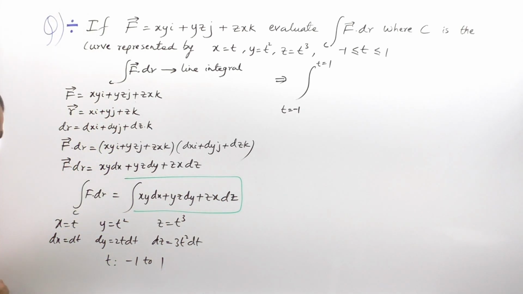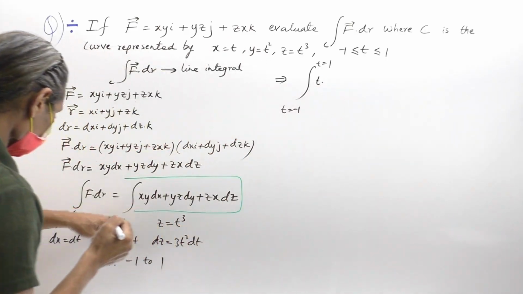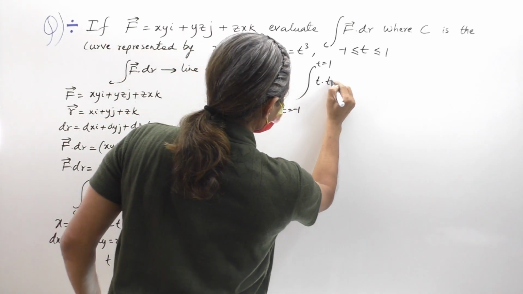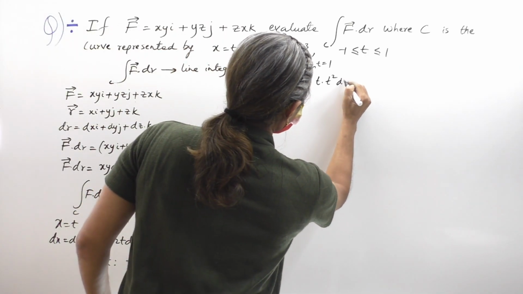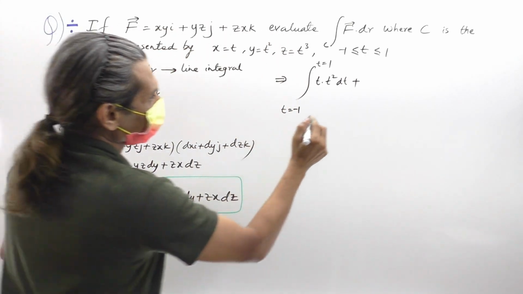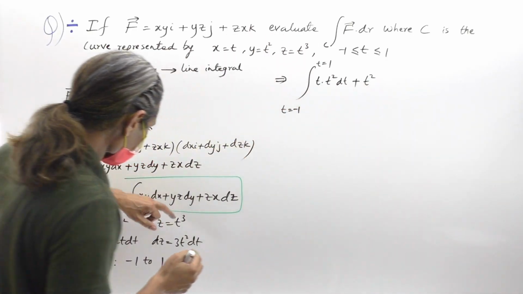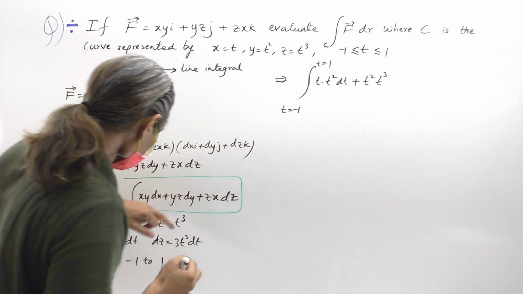Okay, that means x is what? t, into y is what? t square, into dx is what? dt, plus yz, y is what? t square, z is what? t cube, dy is what?